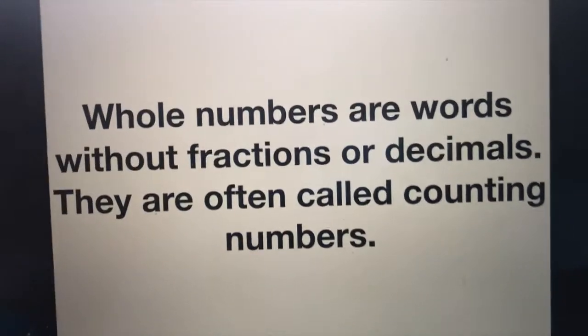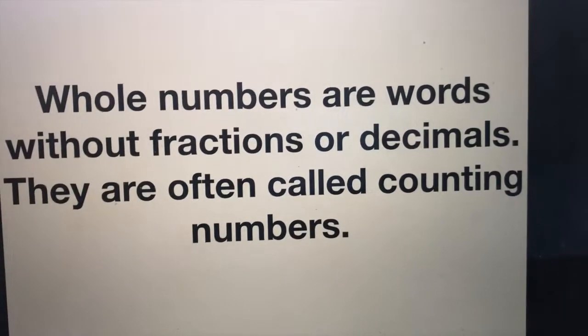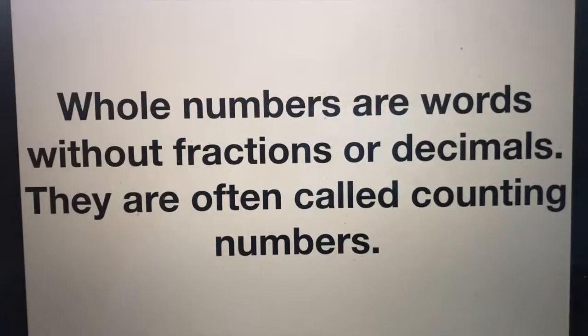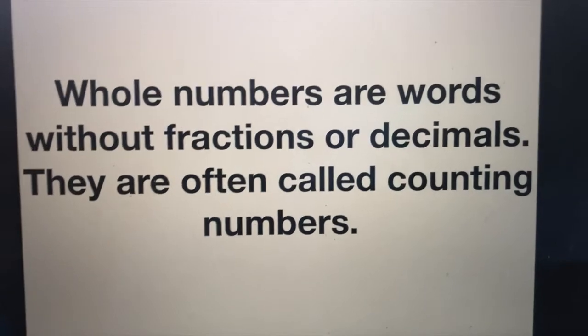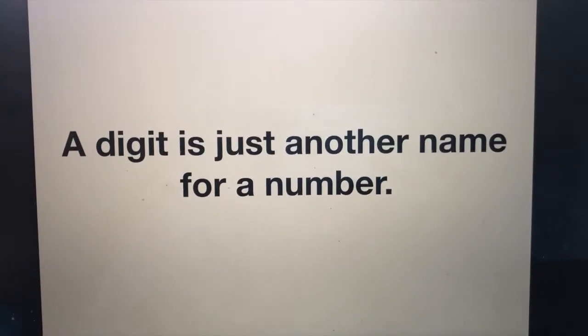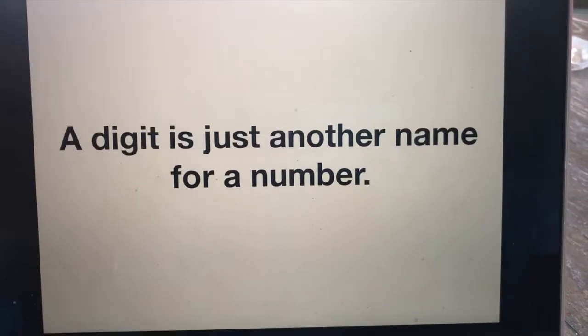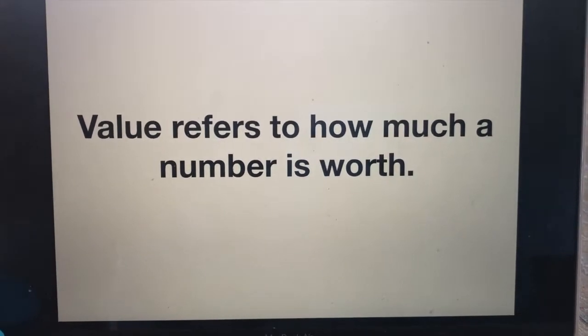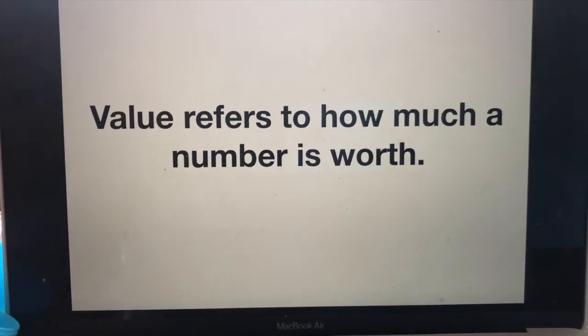To begin our review here, let's fill out that first worksheet you have. If I go too fast, feel free to pause the video so you can get the words filled in. Whole numbers are words without fractions or decimals. They are often called counting numbers. A digit is just another name for a number. Value refers to how much a number is worth.